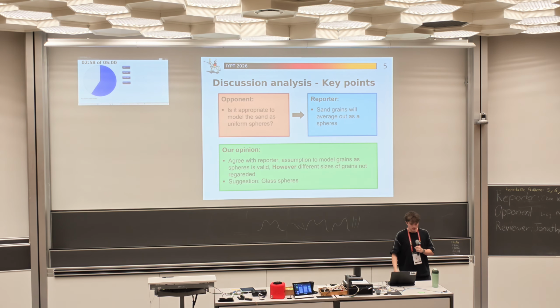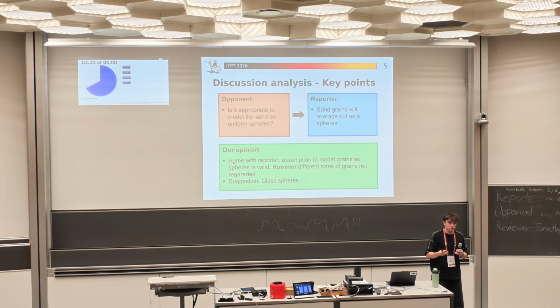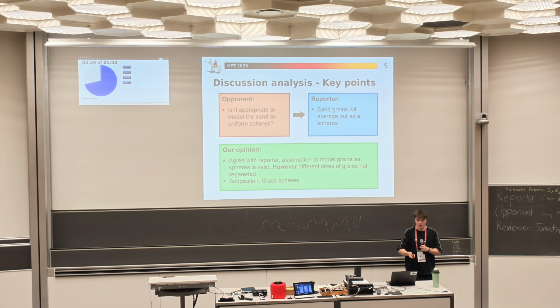Now to some discussion analysis. First of all, the opponent made a proposition as if the sand is actually a granular spherical material, and not just inconsistent or wrong. And the reporter replied that they were average outer spheres. We partially agree with the reporter here. However, for example, the assumptions for this model are actually valid, since it's quite literally impossible to model each and every grain differently. However, the different sizes of grains are not regarded, and for a more consistent sphere, we would suggest such glass spheres, for example.